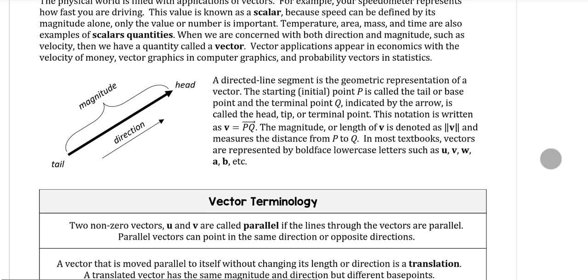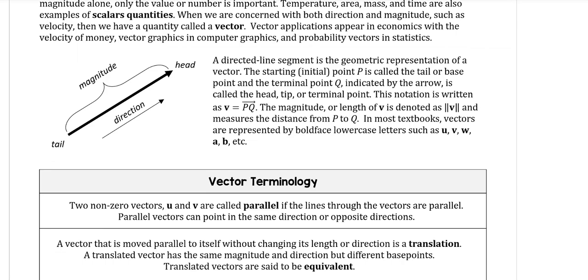A vector is a directed line segment. Its geometric representation looks like that picture right there. You have an initial or starting point P, which is also known as the tail. Then you have a terminal point, Q, which could be anywhere away from P, and that is where the head of the vector is. It can also be right on the end, right where the head is. Either way is fine because the vector is going to continue, so it'll go past Q.